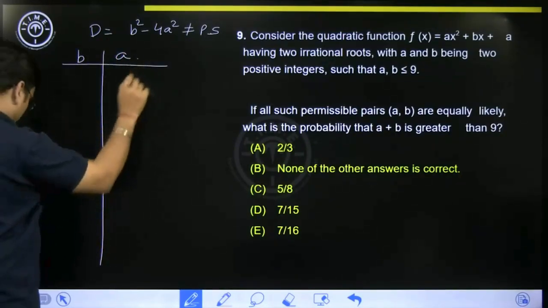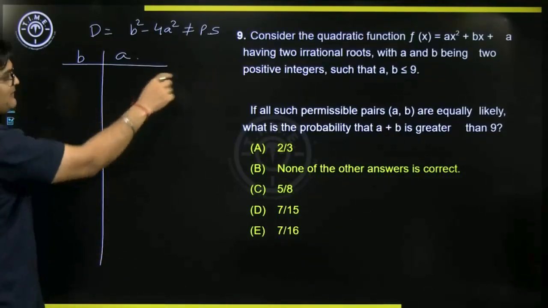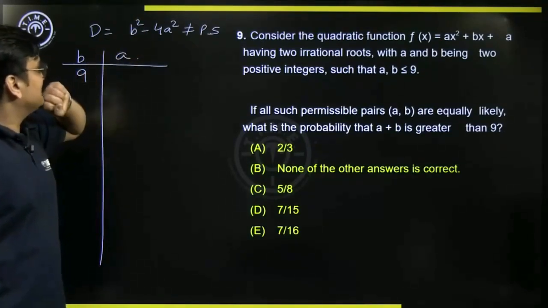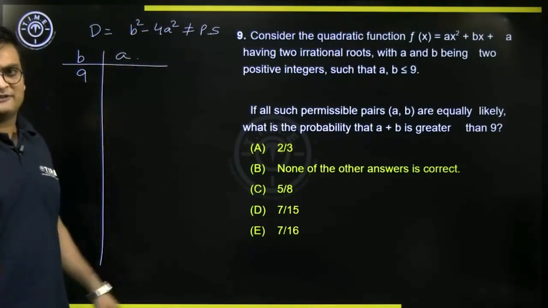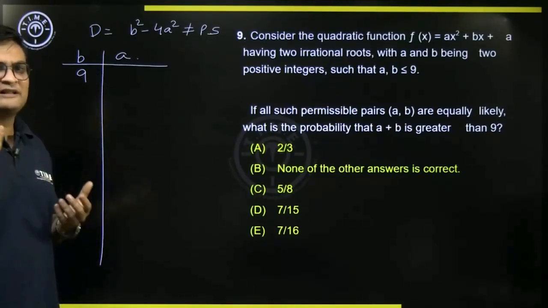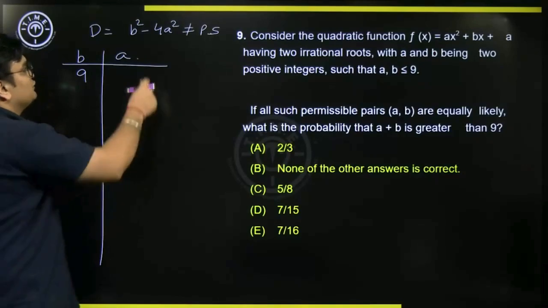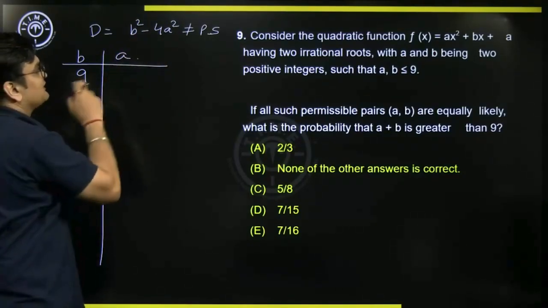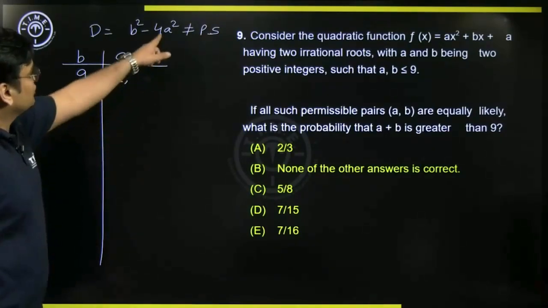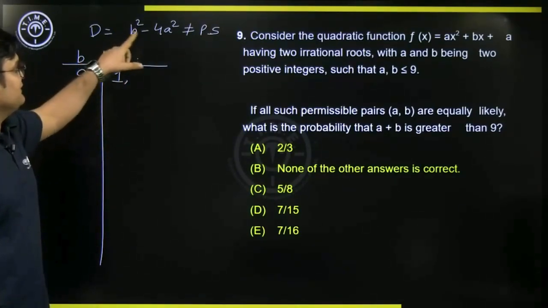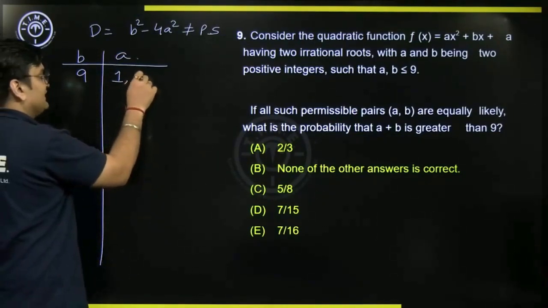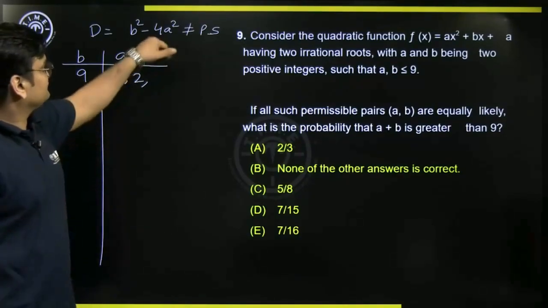b maximum can be 9, let's start from there. So, b is 9, 9 square is 81. 81 minus 4a square, where a is a positive integer less than or equal to 9, should not be a perfect square. Let's see what values a can take. If I put a equal to 1, 81 minus 4 is 77. It's not a perfect square. We can take it. If I put a equal to 2, 4 into 2 square, 16. 81 minus 16 is 65. It's not a perfect square. We can take that.